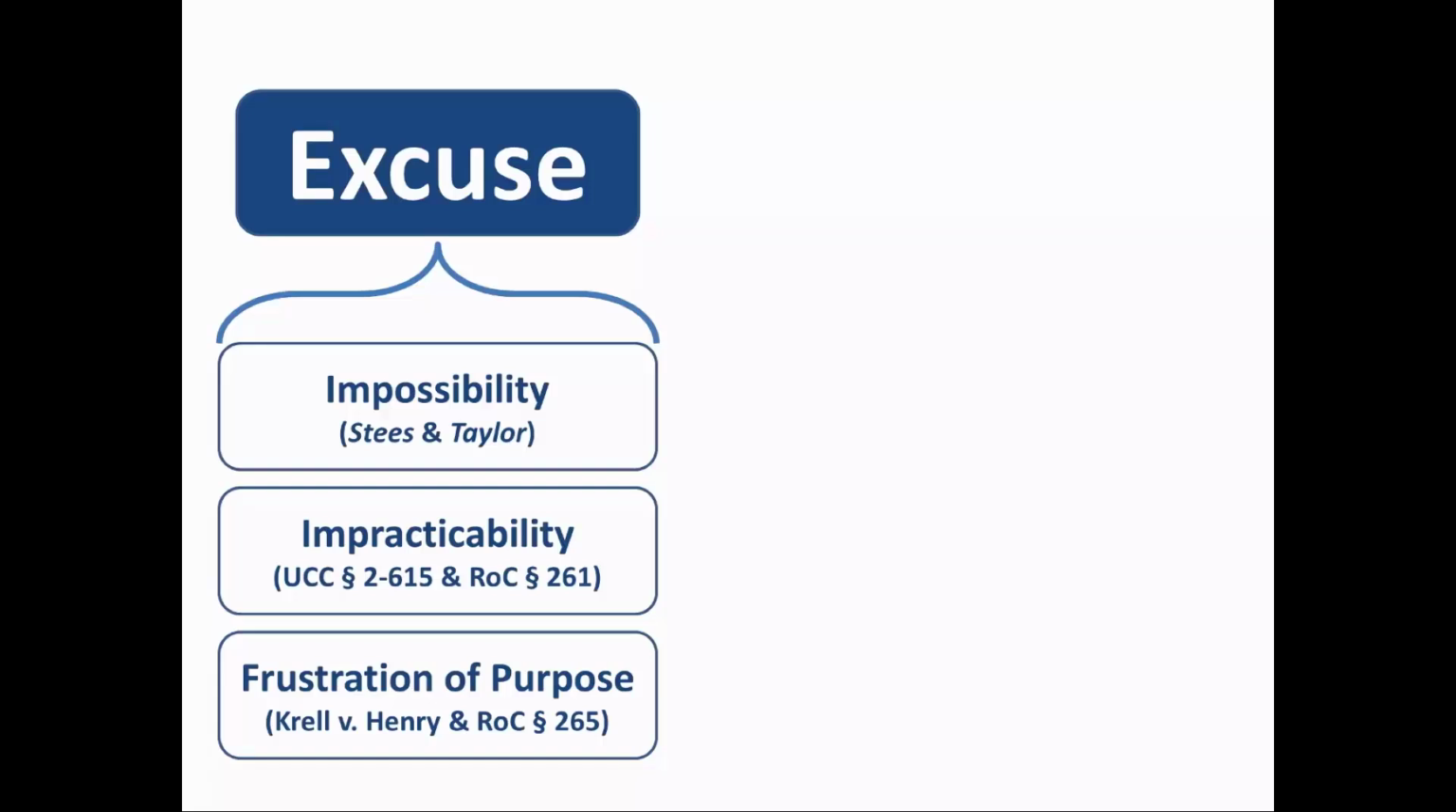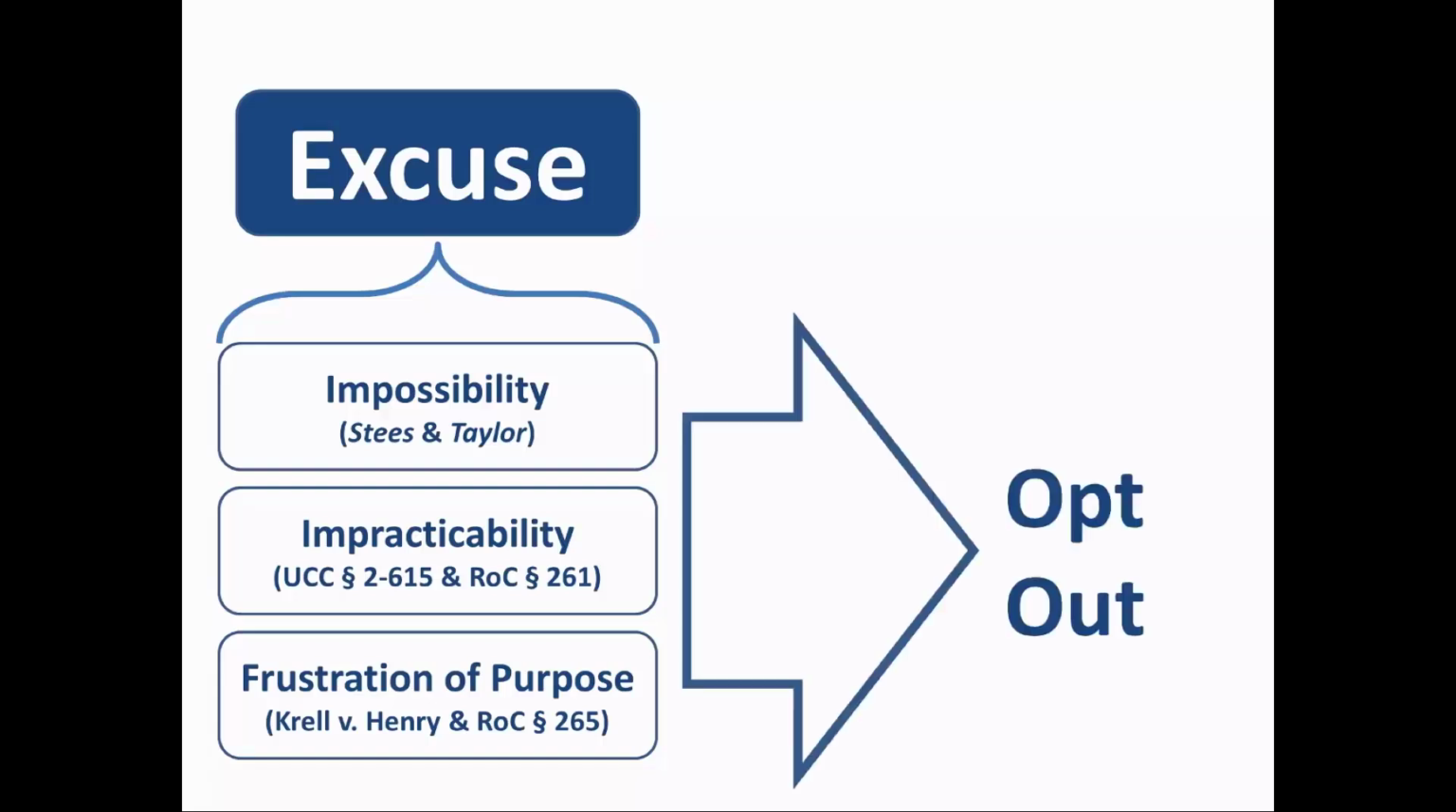It's very important to remember that these are all default rules. The parties can always opt out with an express or implied contract that assigns the risk. Thus, for example, the rental contract in Krell against Henry could easily have provided that the renter understood the risk that the coronation parade might be postponed, and that the duty to pay the rental price would not be excused in the event of a postponement.